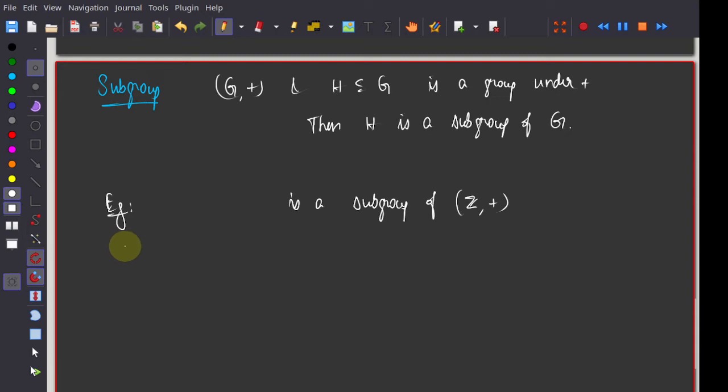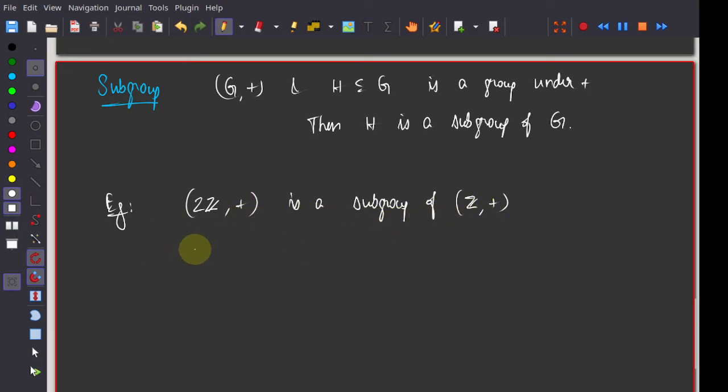2Z, 2Z itself. The set of all even integers. Addition. It always has to be under the same operation as the group. So the set of all even integers under addition is a subgroup of the set of all integers under addition.